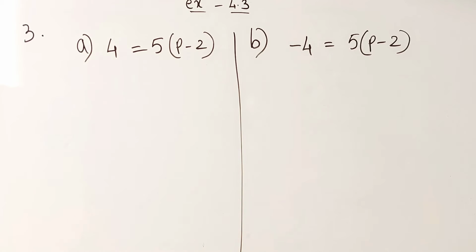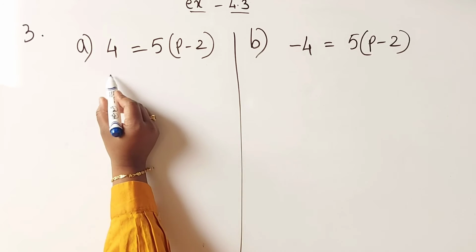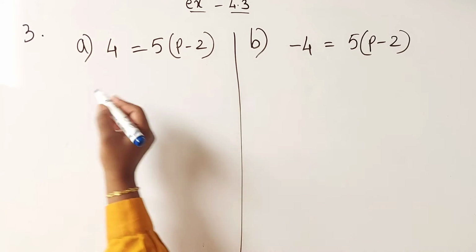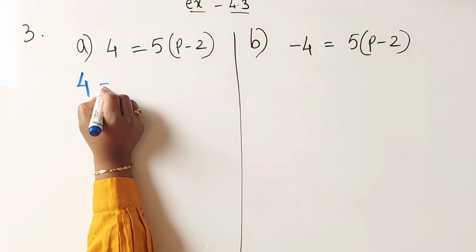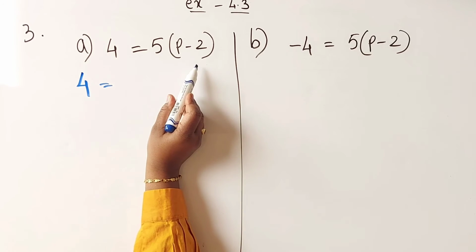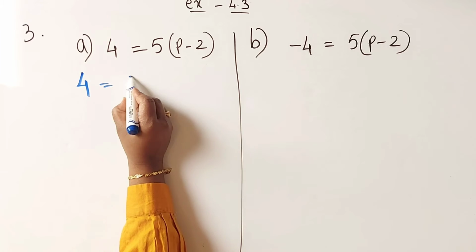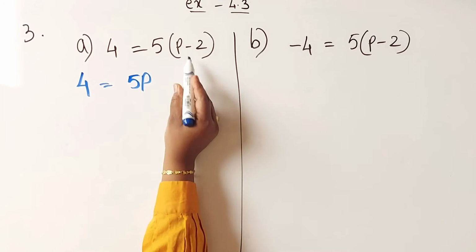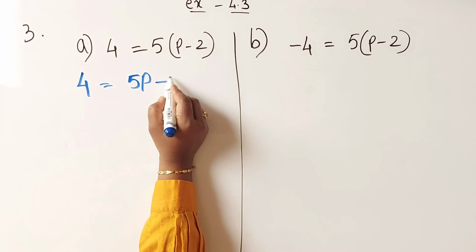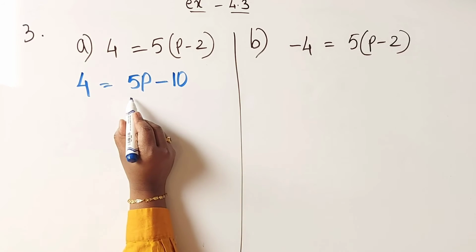Question 3, children, solve the following equations. 4 equal to 5 of p minus 2. 4 equal to, here we are multiplying with 5, children. 5 into p, 5p, minus 2 into 5, 10. Minus 10 here. Now we want the p value.